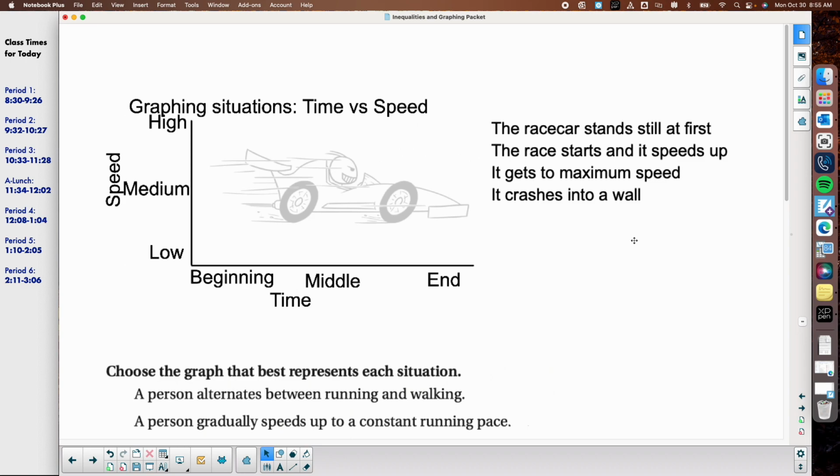The race car stands still at first. Yep. So if the car's not moving, what would that look like? Yep. Perfect. Okay. The race starts and it speeds up. Yeah, see, on a real race, you probably would go straight to the top. Let's just pretend. Oh, actually, the third line says it gets to maximum speed. So, hey, go straight to the top. Perfect. And then it crashes into a wall. What would that look like?